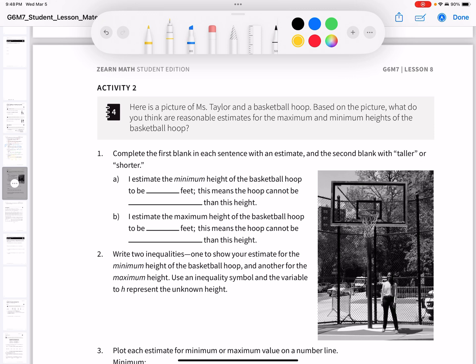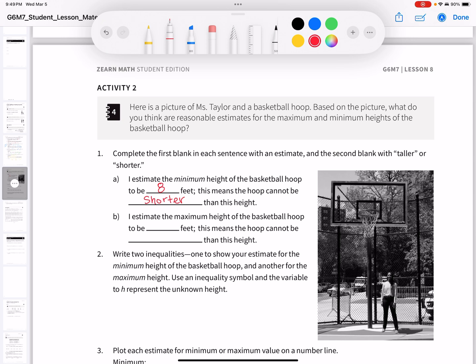Well, I estimate the minimum height of the basketball hoop to be, let's say, 8 feet. This means the hoop cannot be taller or shorter. Which one do you think? It means it can't be shorter than 8 feet. So when I'm moving my parents' basketball hoop height, the shortest it can be is 8 feet. I can't make it go any lower than that, okay? Now, the next one says, I estimate the maximum height of the basketball hoop to be blank feet.